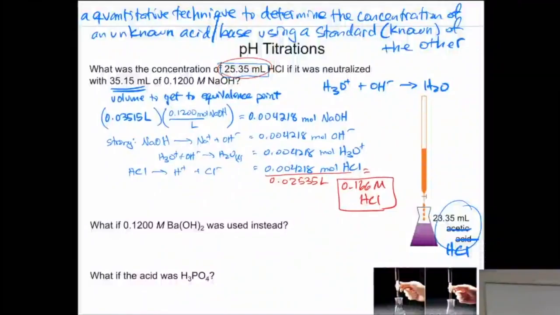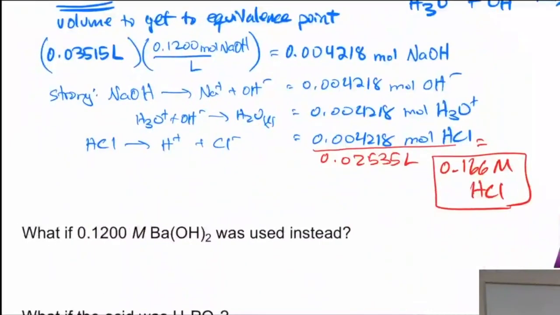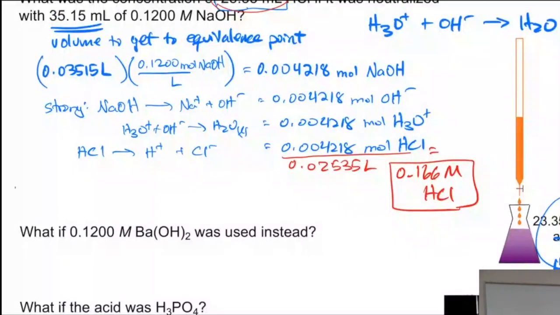We can lay the whole thing out by dimensional analysis here. We can start with 0.03515 liters, and that's of NaOH solution. The concentration of that solution was 0.1200 moles of NaOH per liter. And I'll just be formal. I'll show every single term here.